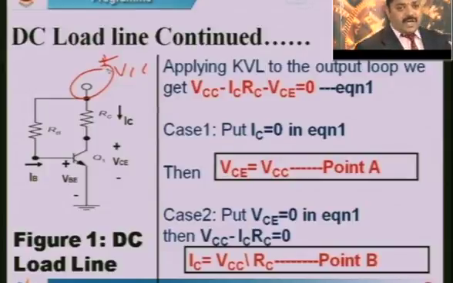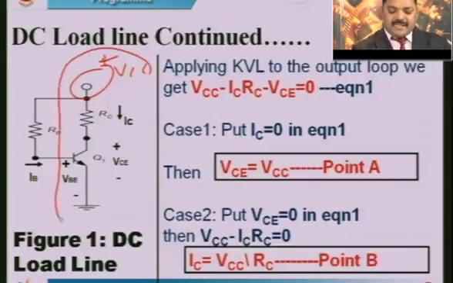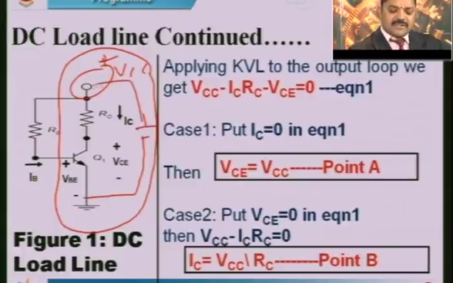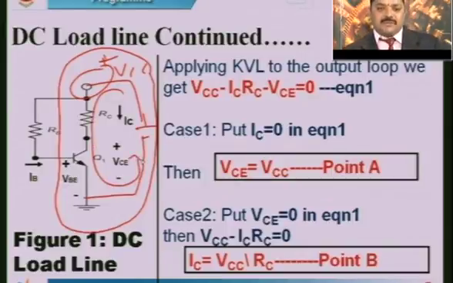Now, how to draw the load line? To draw the load line, we must apply Kirchhoff's voltage law to the output loop. What is the output loop here? The output loop starts from this plus VCC, and the negative terminal is connected to the ground. So, there will be a positive terminal here, a negative terminal here; negative is connected to the ground, positive is connected to this point. This loop is called the output loop, the CE loop, or the output loop of a BJT.